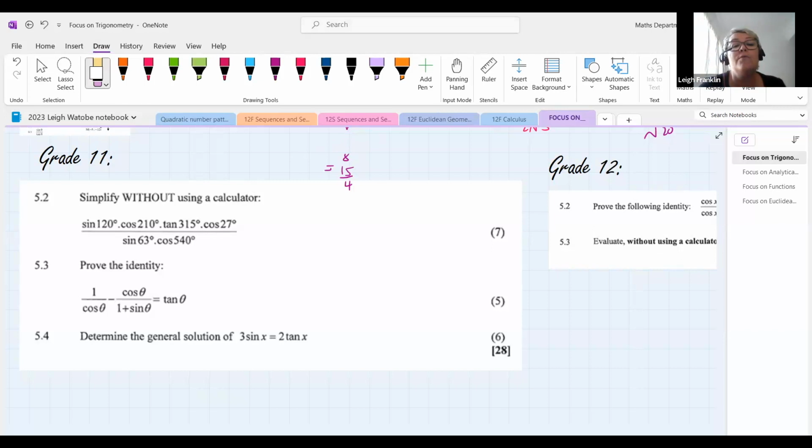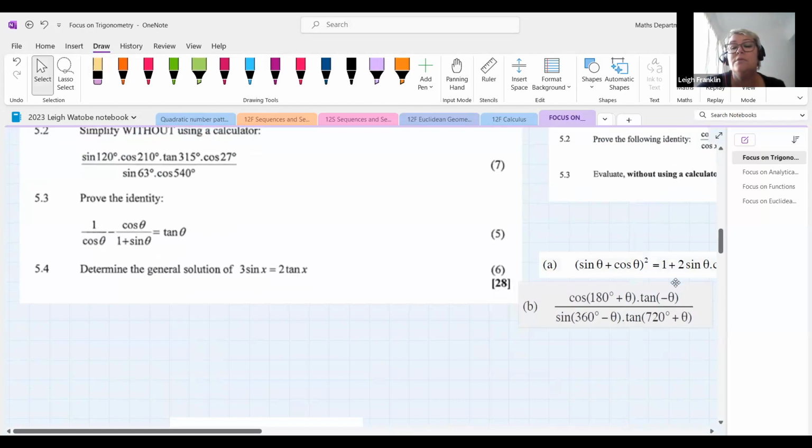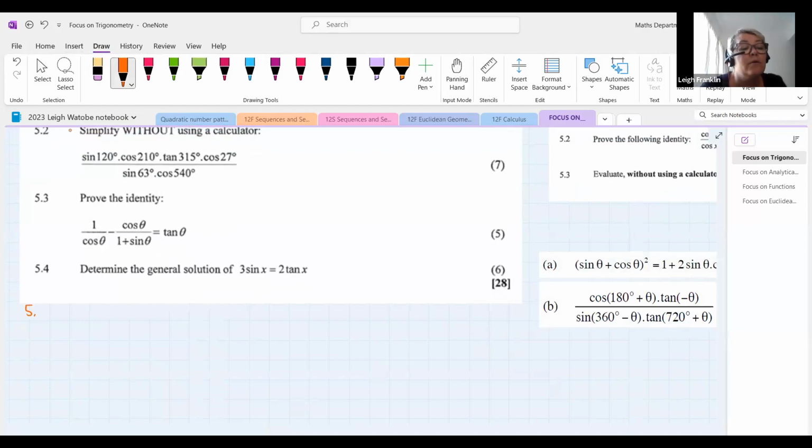Let's just get rid of this out the way, and we're going to do our solution here underneath. So that was later on for the grade 11s. Let's just move those out the way. Okay, so let's look at 5.2, everybody. 11s and 12s, right? So they give us the sine of 120 times the cos of 210 times the tan of 315 times the cos of 27 all over the sine of 63 times the cos of 540.